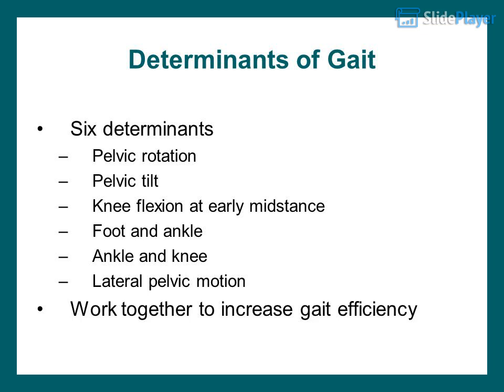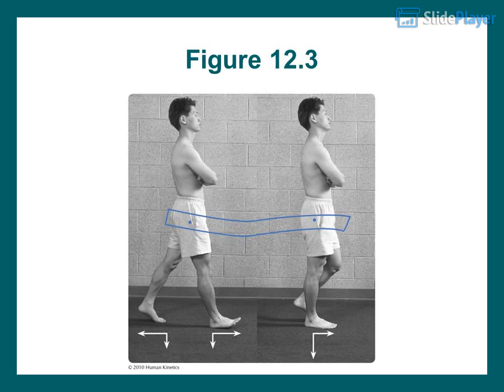Determinants of gait. 6 determinants. Pelvic rotation. Pelvic tilt. Knee flexion at early midstance. Foot and ankle. Ankle and knee. Lateral pelvic motion. Work together to increase gait efficiency. Figure 12.3.